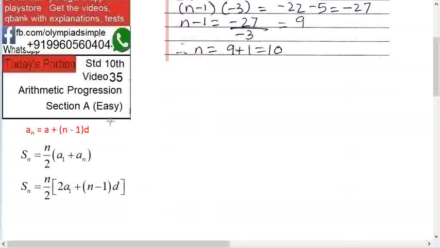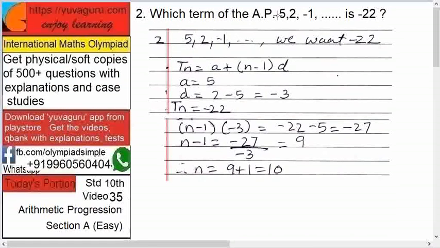AP means what? an equals to a1 or a plus n minus 1 into d. The difference between any two consecutive numbers will be the same. So it is minus 3. That is the common difference, so that is called d. Tn equals to a plus n minus 1 into d, right? A equals to 5, first term. D equals to what? 2 minus 5, right? Second minus first, that is minus 3.